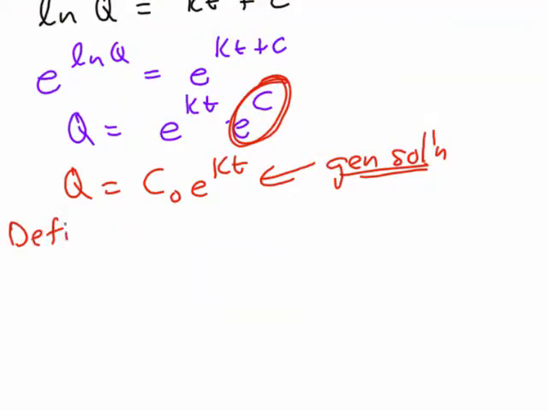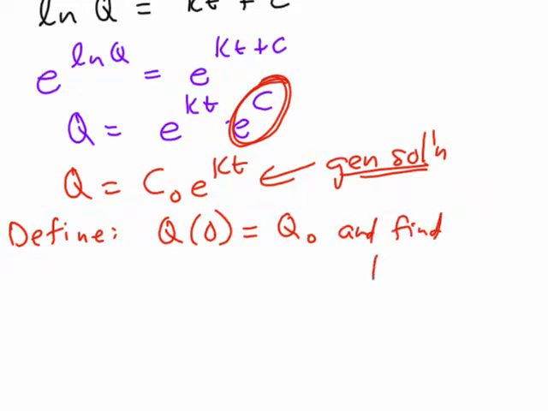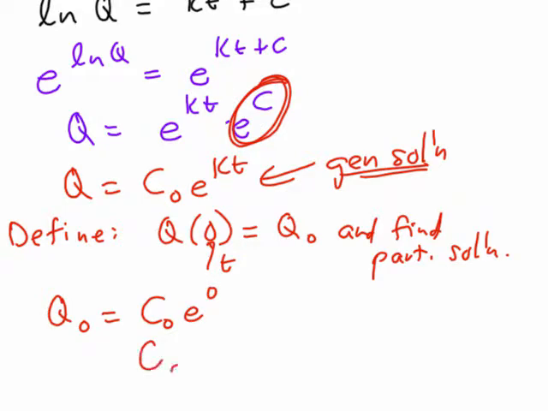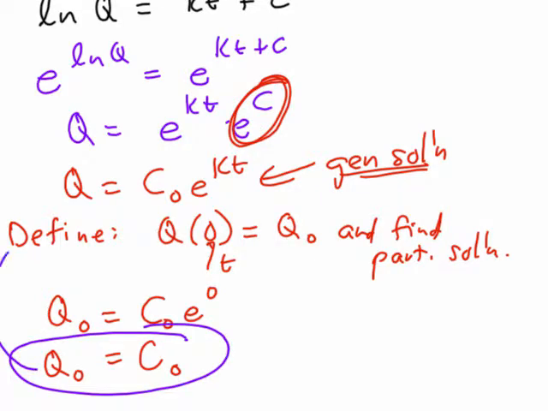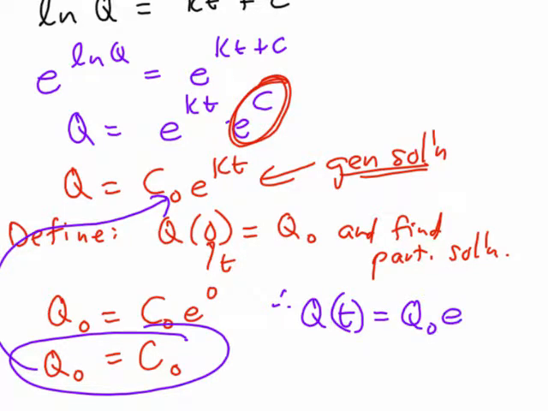Let's define the amount at time 0 to be Q naught, and find from that our particular solution. So this is our Q of t, remember. If Q is Q naught when time is 0, that makes my exponent 0. That means my arbitrary constant C naught is specifically Q naught. And I can substitute this back into my equation, and so my particular solution is that the quantity after time t is Q naught e to the kt.